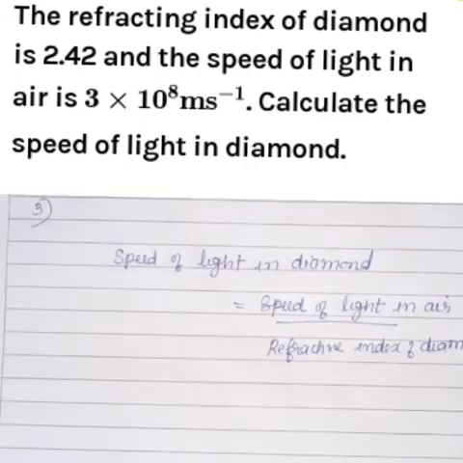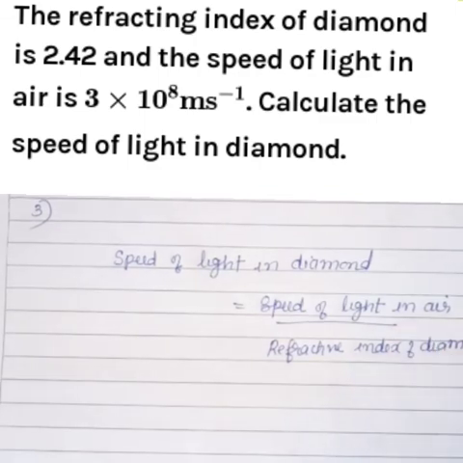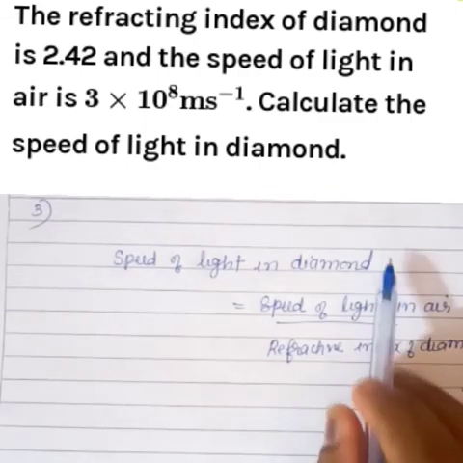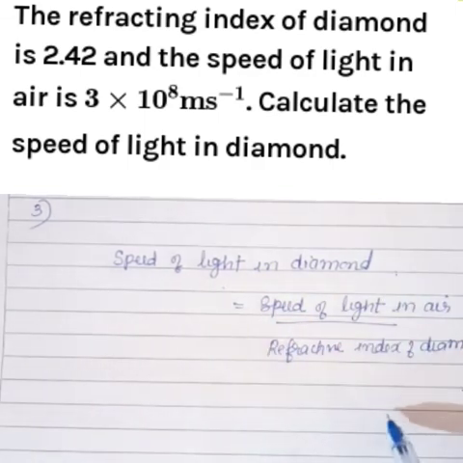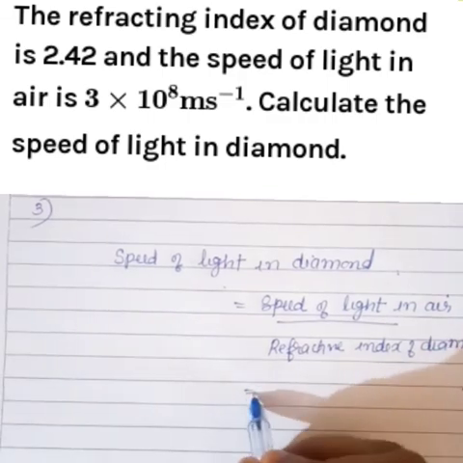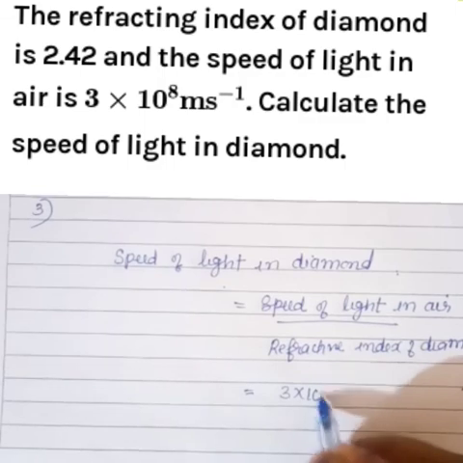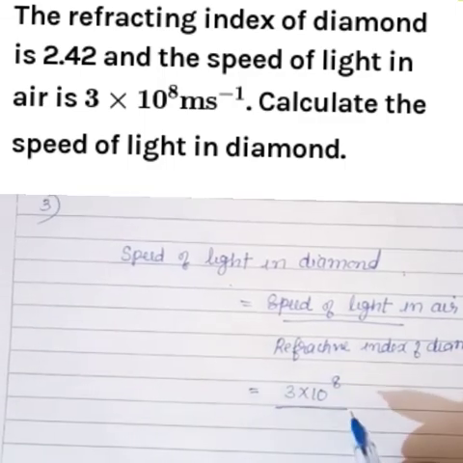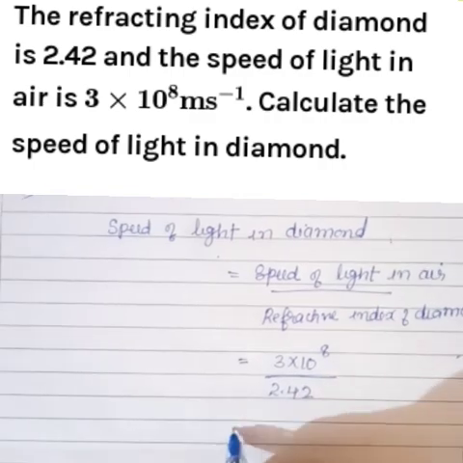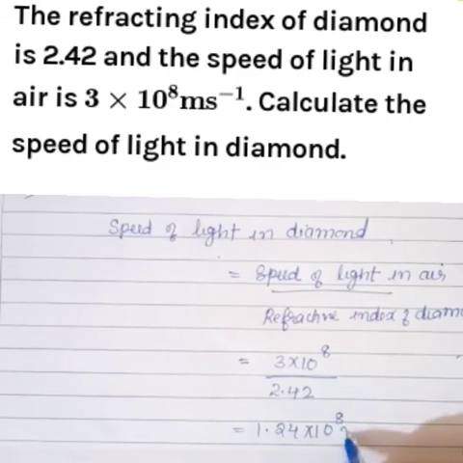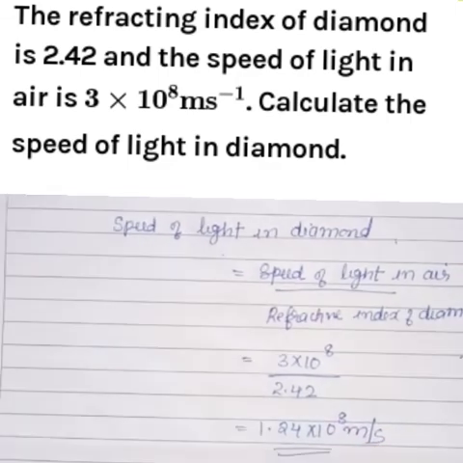Okay. So you know that the refractive index is equal to speed of light in air divided by speed of light in that medium. So from that equation you have to find the speed of light in diamond, which is equal to speed of light in air divided by refractive index of diamond. Speed of light in air is 3 into 10 raised to 8 meter per second, divided by refractive index, which is given, 2.42, which is equal to 1.24 into 10 raised to 8 meter per second. That is the speed of light in diamond.